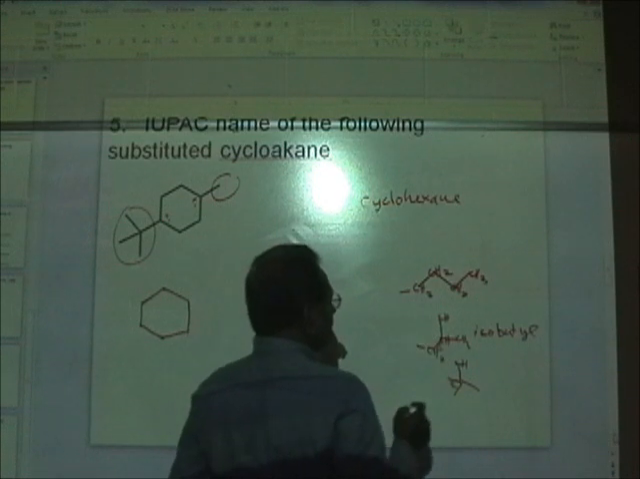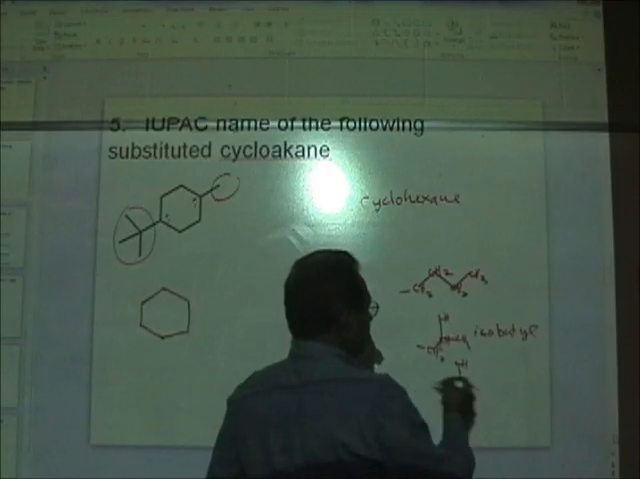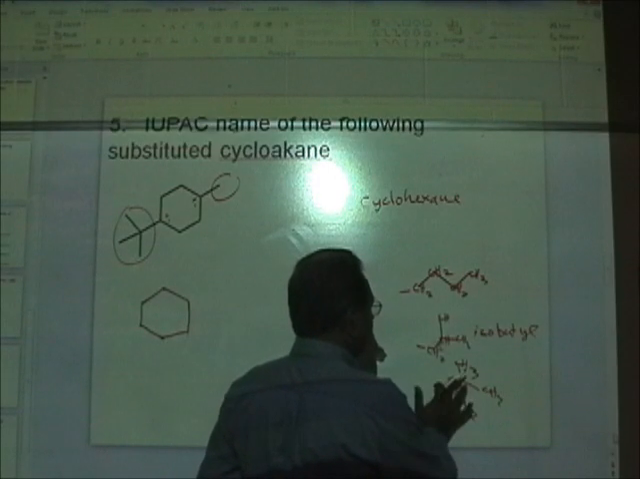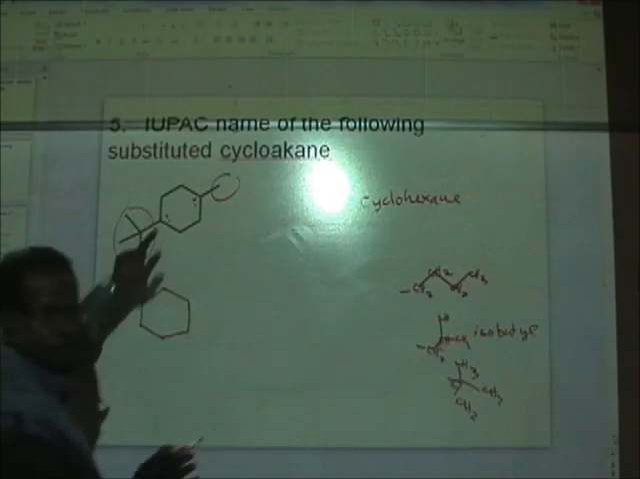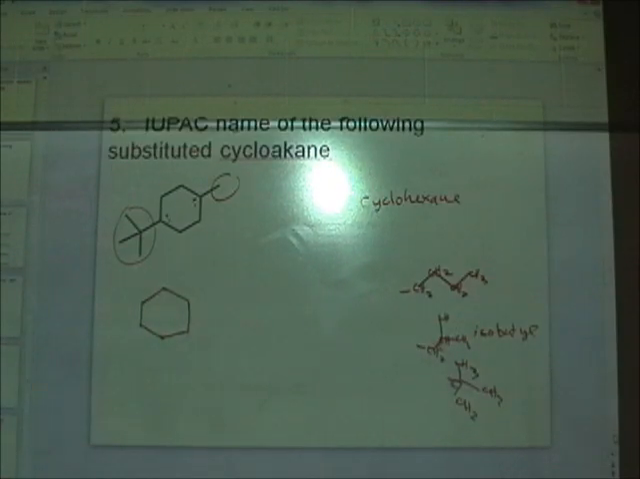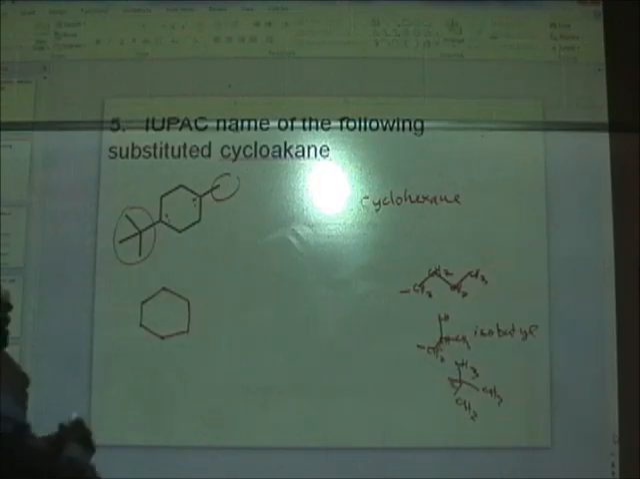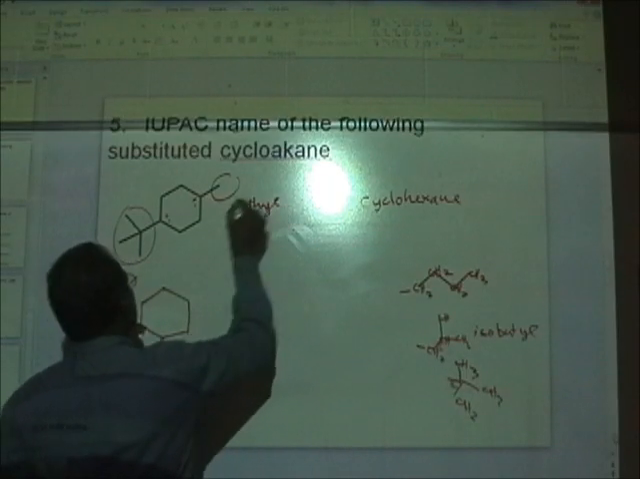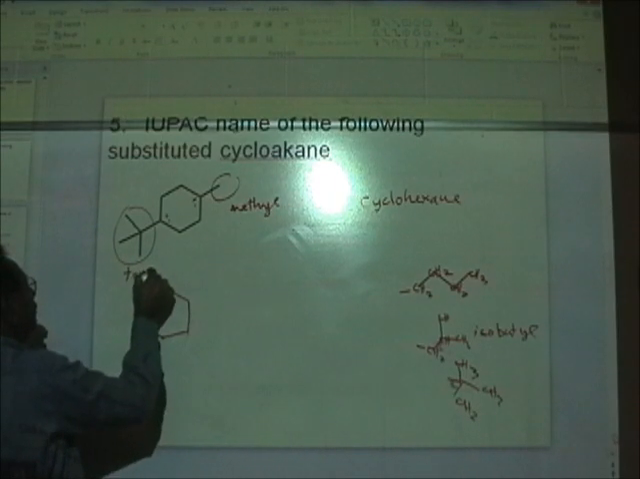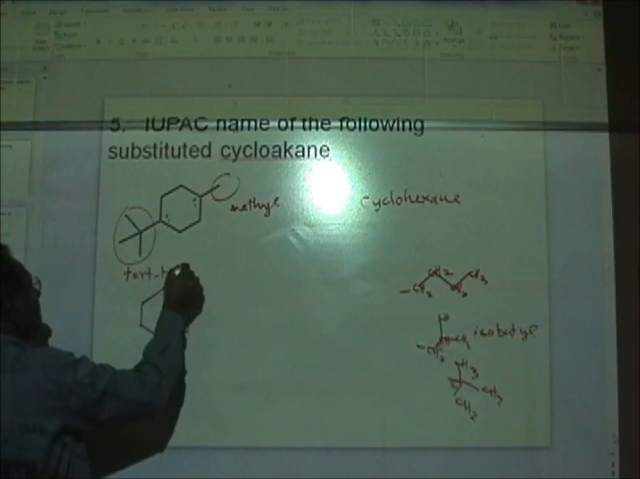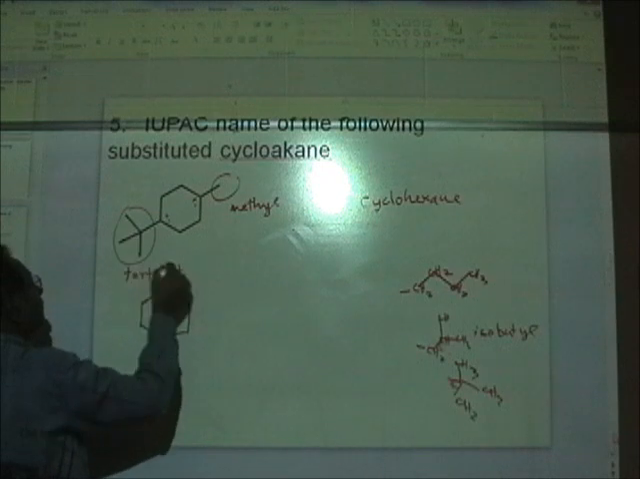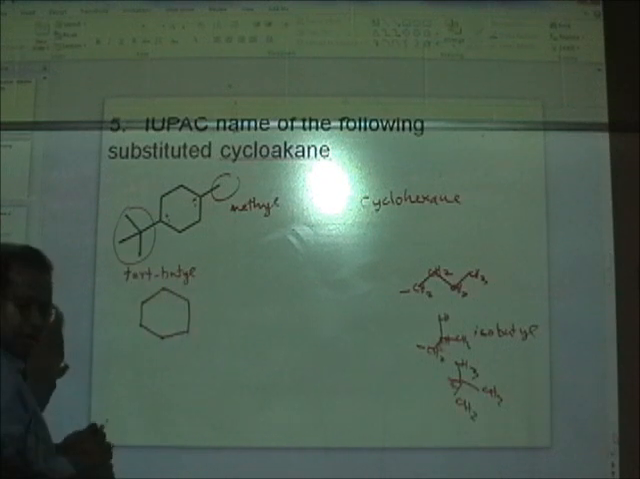Okay, this is the way it is stuck here to the other. This is called tertiary butyl, or third butyl. All right, this is the one right here. Remember we talked about it in another class? Okay, so anyway, this is methyl. This is tertiary or third butyl. There are 4 carbon atoms here.